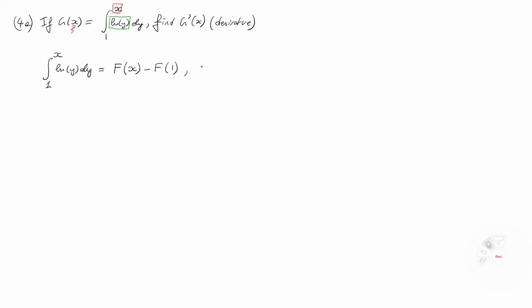So here, where f is the antiderivative of ln x dx. So remember, this is an antiderivative, and what does that mean? Well, if you take the derivative of f of x, then you get your original function back. So that's what it means to be an antiderivative.